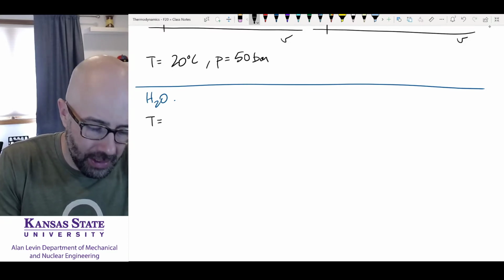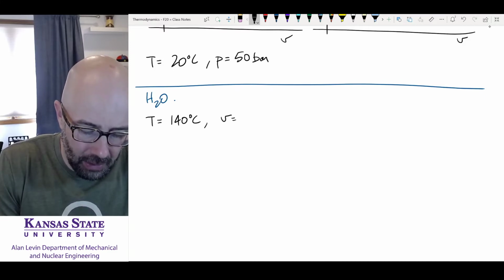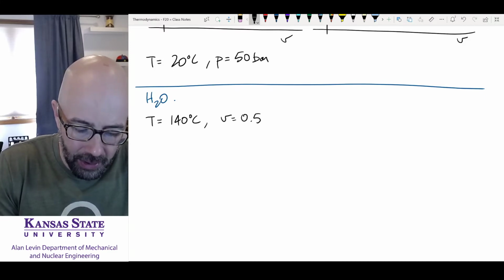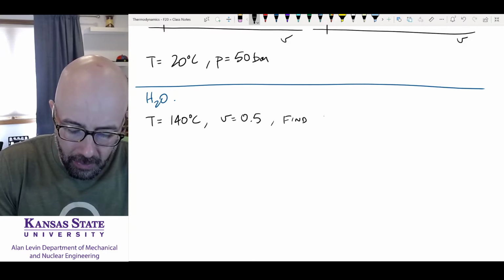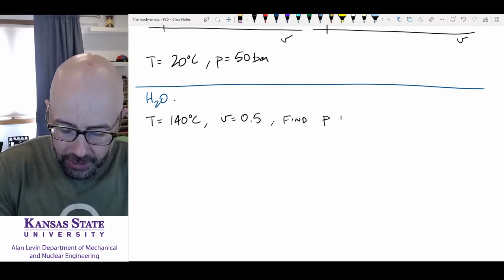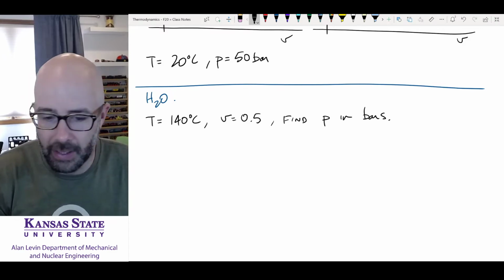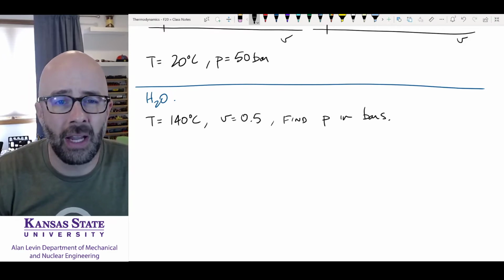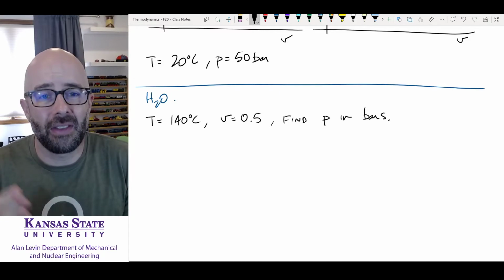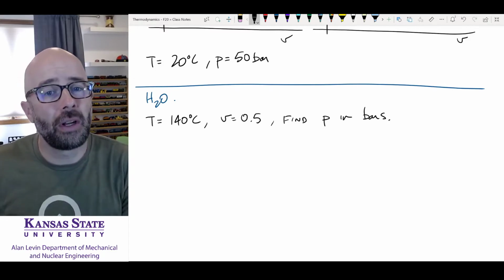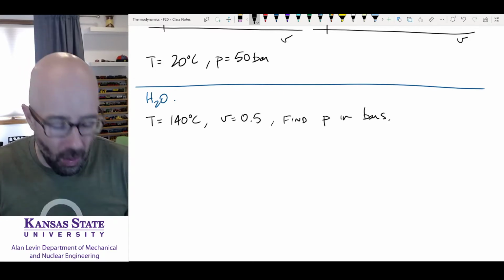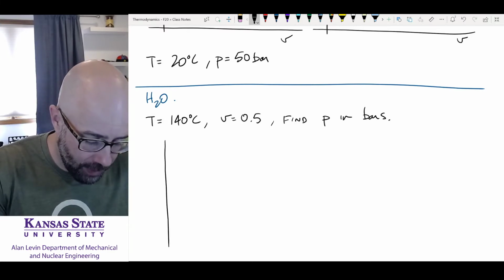My temperature is equal to 140 degrees Celsius. My specific volume is equal to 0.5. I want to find pressure in bars. That's what I want to find. Okay, so the first thing I want to do here is set the state. I want to figure out if it's a liquid vapor mixture. That's what I always want to do, and I'm going to do the same thing repeatedly.